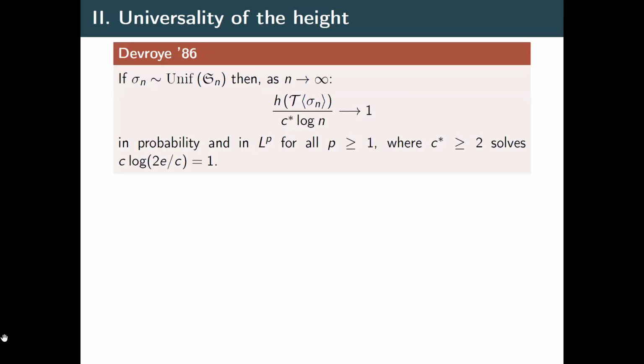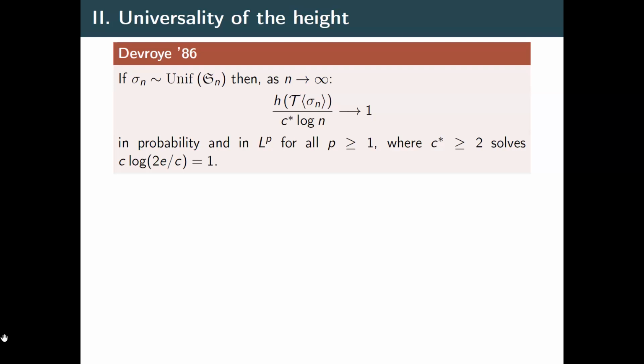Well, the first case to study is the uniform case. And Luc Devroye famously proved that for uniformly random permutations, the height of the BST behaves as some constant C star times log n, where the constant C star is defined by some implicit equation.